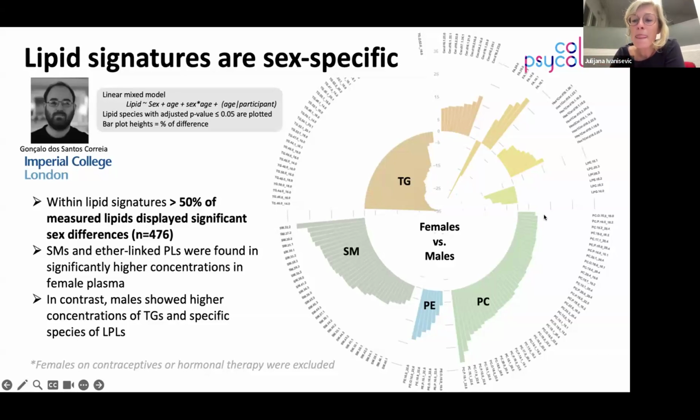So as you can see from this circular bar plot, where we plotted the differences of change between the lipid levels in females versus males, you will notice that the sphingomyelins and ether-linked phospholipids were found to be present in significantly higher concentrations in female plasma, whereas in contrast, the males showed higher concentrations of triglycerides and specific species of lysophospholipids.